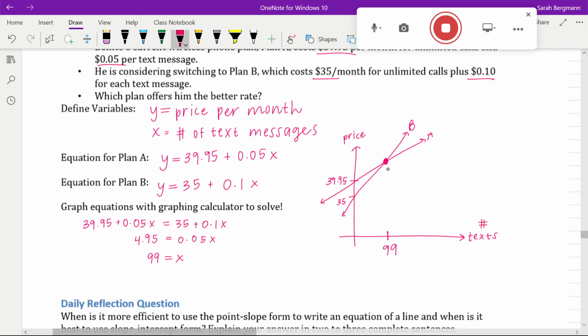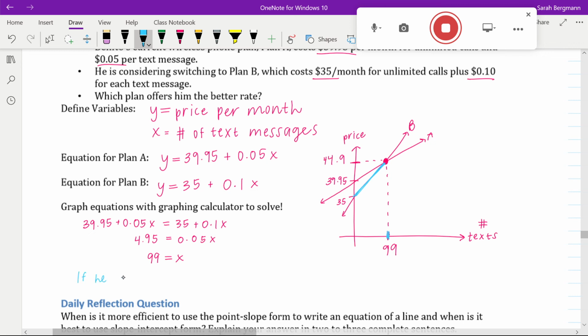So again, I just found that the x value is 99, and this also told me the y value is 44.9. What this means is that when Benito sends 99 text messages, it will cost him $44.90 no matter if he chooses plan A or plan B. However, he wants to know which one's better. We should tell him that if he sends less than 99 messages, this line has a lower cost. That is plan B. So we need to write this out.